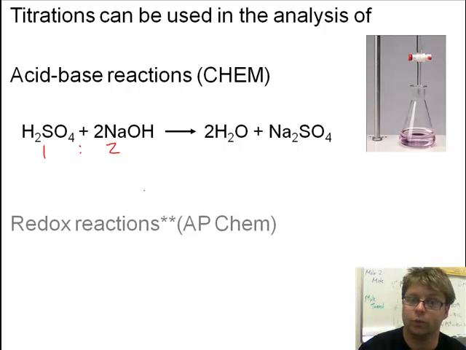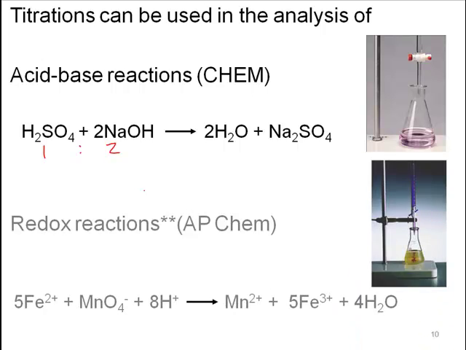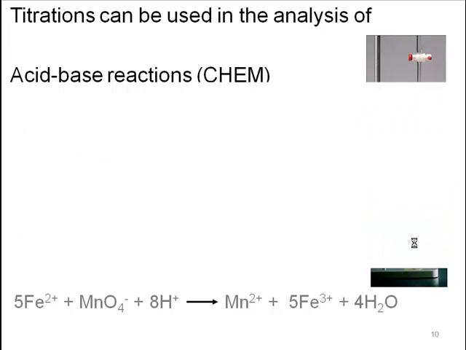In AP Chem, we do what are called redox reactions. And this is an example of a redox reaction where you have, again, a purple-colored solution, and it's changing the color of this analyte here. So this is iron and manganese. One is being oxidized, the other is being reduced. We'll learn more about that as we go on in the course about redox.